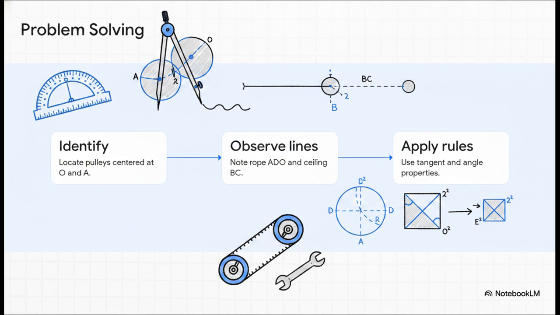Step 1, identify your circles. We've got two pulleys here centered at points O and A. Step 2, note the straight lines. We have a ceiling, BC, which is acting as our tangent, and a connecting rope, ADO. Step 3, apply the toolkit. Ask yourself, where do the radii meet the rope and the ceiling? Boom, at exactly 90 degrees. By carefully tracing these right angles and tangent properties step by step through the whole diagram, we can easily calculate that missing value of x. It's just a giant puzzle.